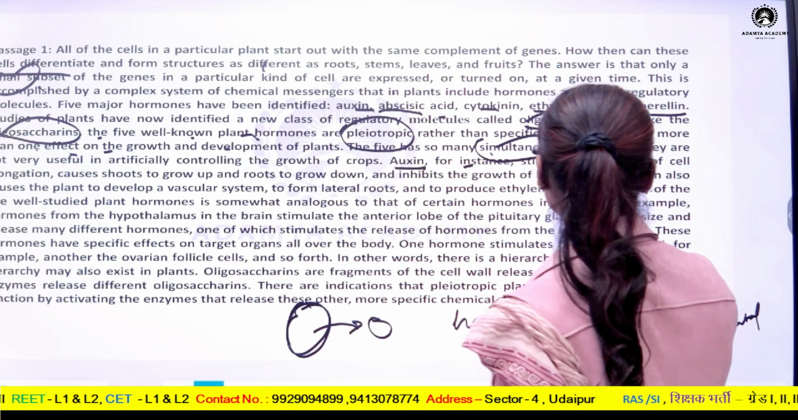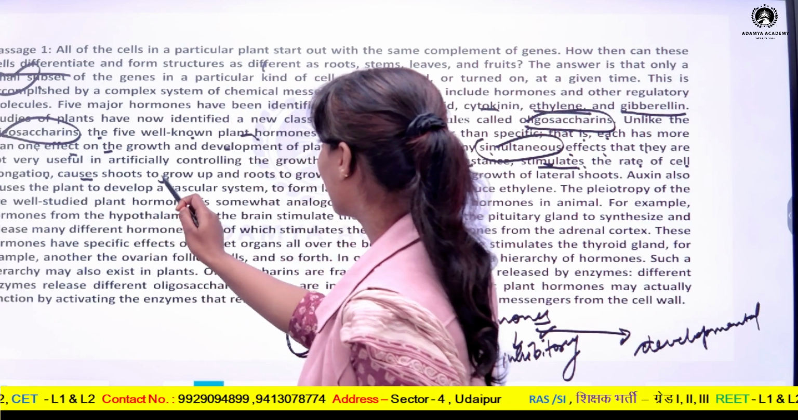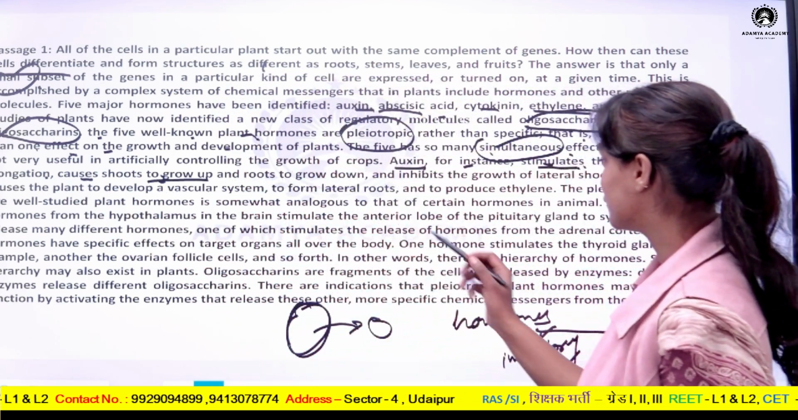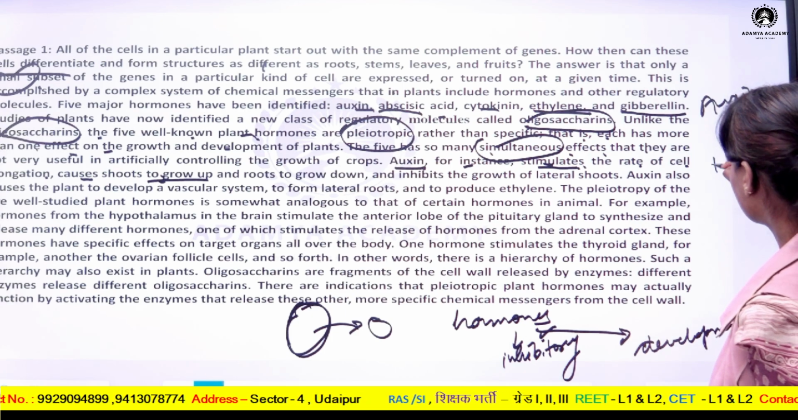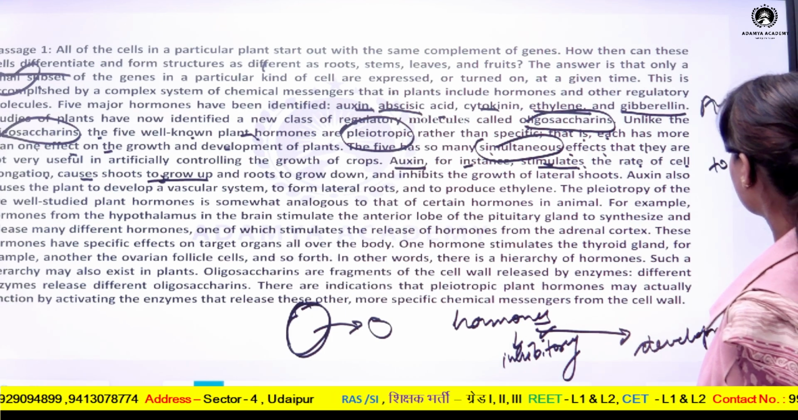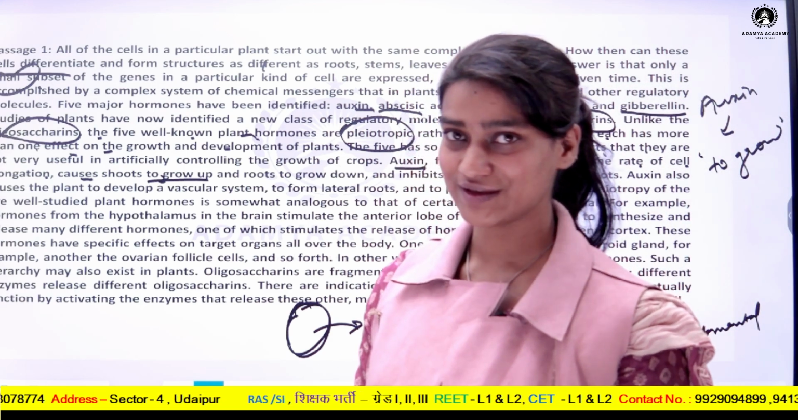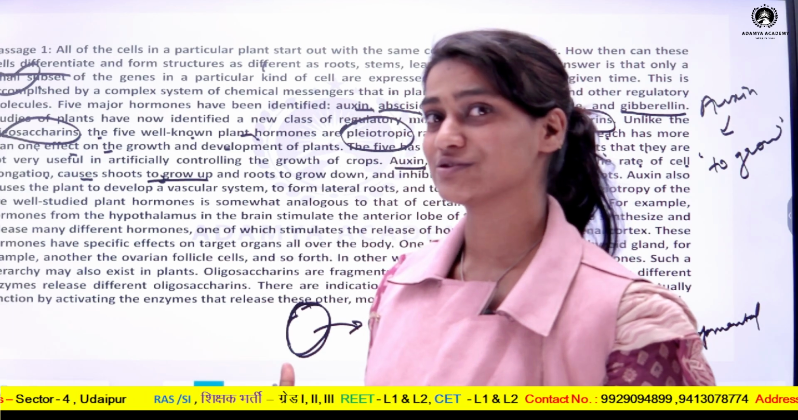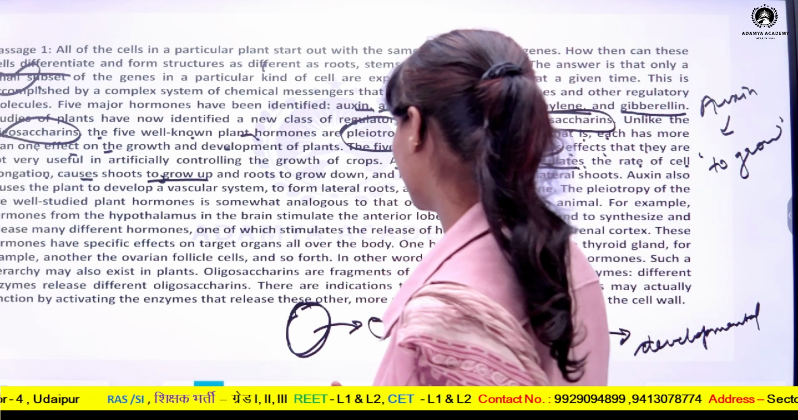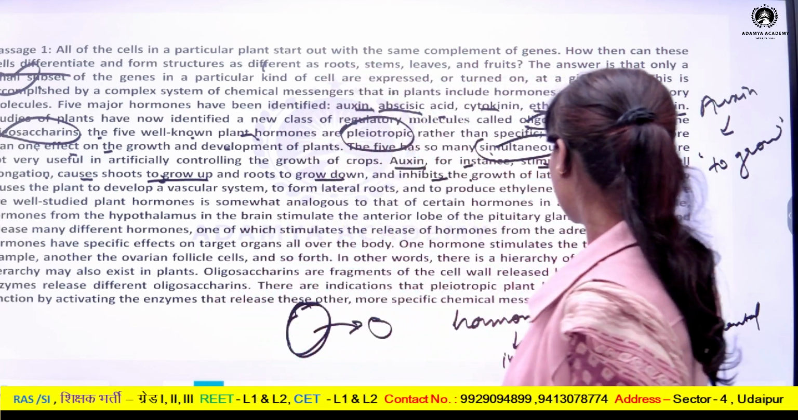Auxin, for instance, stimulates the rate of cell elongation, causes shoots to grow up and roots to grow down. So as I have told you, auxin means to grow. So shoots also grow up, roots also elongate, and leaves and branches also grow because of the auxin hormone. And it inhibits the growth of lateral shoots.